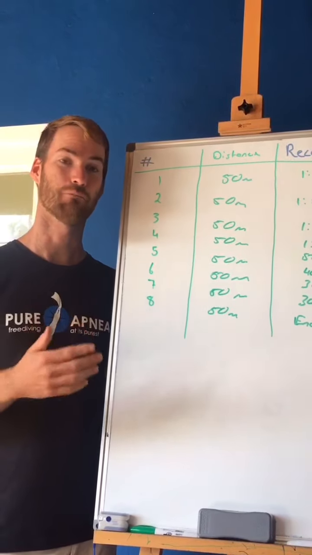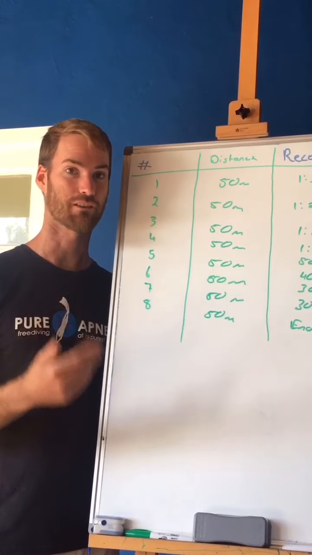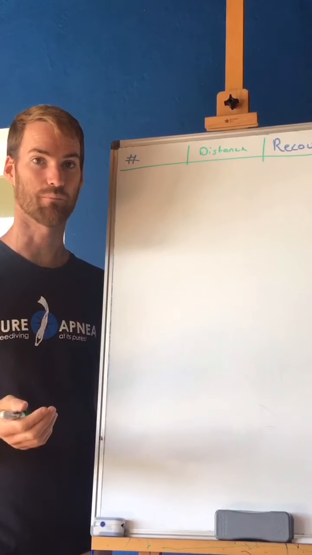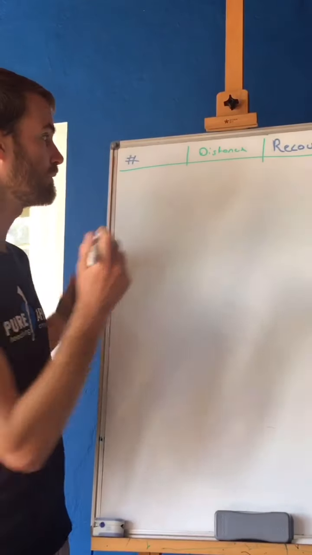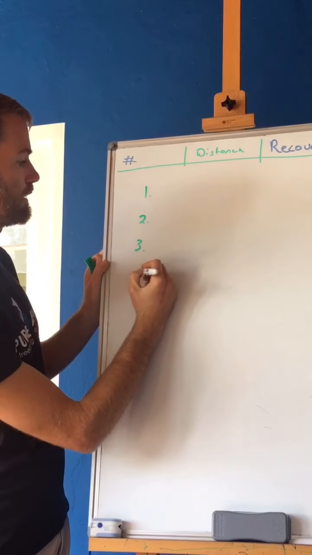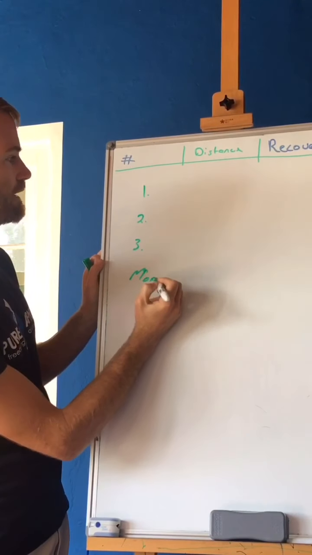We are faced with the same question again. How do we measure the length of a breath hold? Let me show you using an apnea walk as an example. First we have to do 3 warm-ups. 1, 2, 3, and then we have our max attempt.